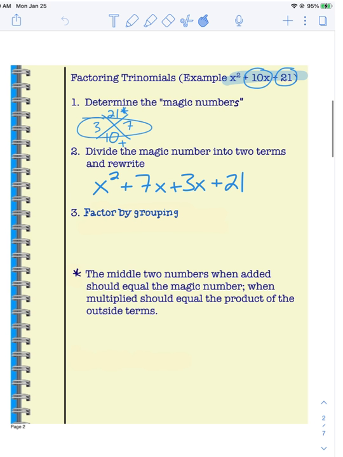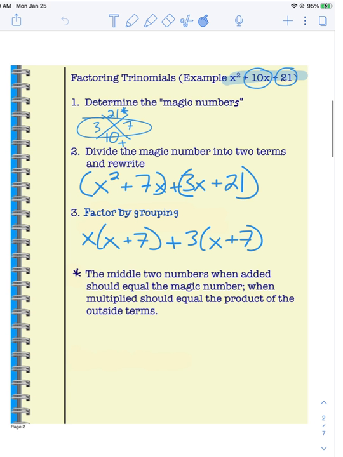All right, then we factor by grouping. Remember, this was in our pre-7.5 notes. So to factor by grouping, I'm going to split these into two terms. Not two terms, two sets of parentheses. All right, x squared and 7x have an x in common. I'm going to pull that out. I get x plus 7. 3x and 21 have a 3 in common. When I pull that out, I'm left with an x plus 7.